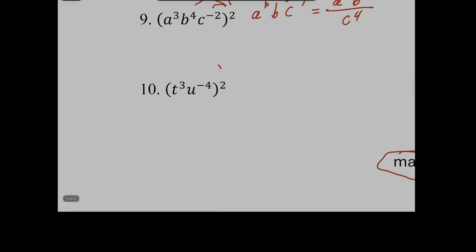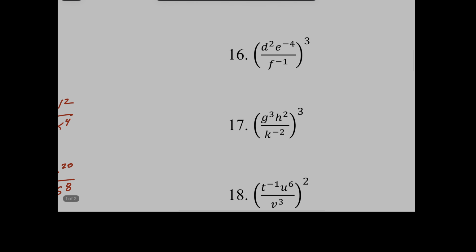And number 10, if I square both, I'm going to get a t to the 6, u to the negative 8. And when I flip them, t to the 6 over u to the positive 8. All right, let's keep going.